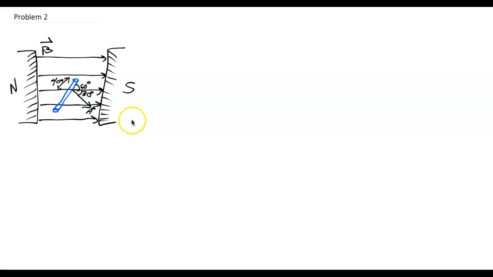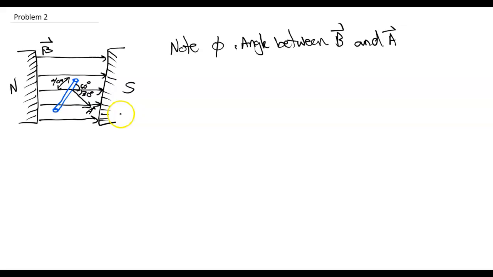So in this problem, we need to note that the angle phi is between the magnetic field B and the element area A. And notice that if the wire coil is making a 60-degree angle with the magnetic field and the area is perpendicular to that, then the angle phi, what we're calling phi, has to be 30 degrees in order to complete it to the 90 degrees needed to be perpendicular to the object.